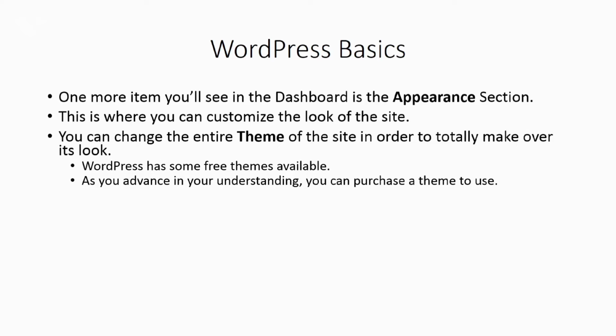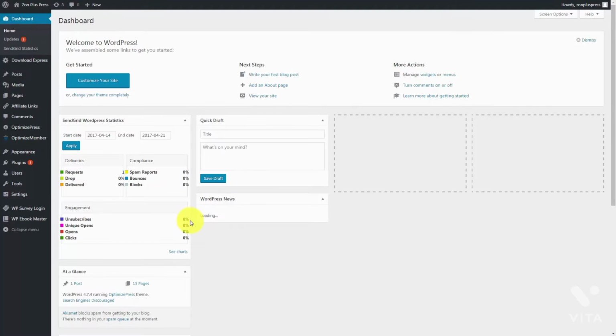You can change the entire theme of the site in order to totally make it over and change its look. Now, WordPress does have some free themes available, and as you advance in your understanding of WordPress, you can purchase a theme to use. As we are in the back office, you'll see that there's a link for the appearance. If we hover over it, we can see that there are themes, customization, widgets, menus, and editor, all ways that we can actually customize our WordPress website.